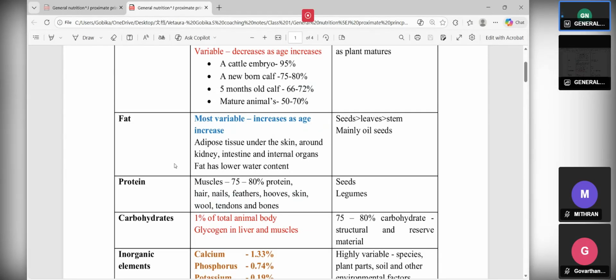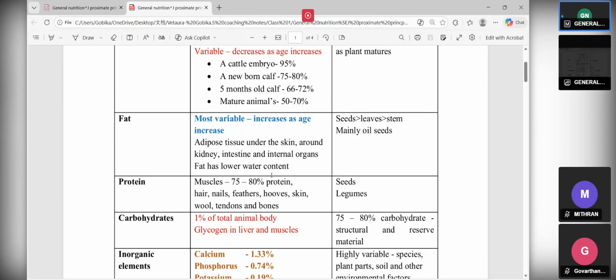Then coming to fat composition, they will ask where the fat is located in the animal body. It is mostly located in adipose tissue under the skin, and some of the fat is located around the kidney, intestine, and other internal organs. Fat is nothing but a lipid component, so in fat tissue there is no water content. It will be less than 1% water in fat tissues.